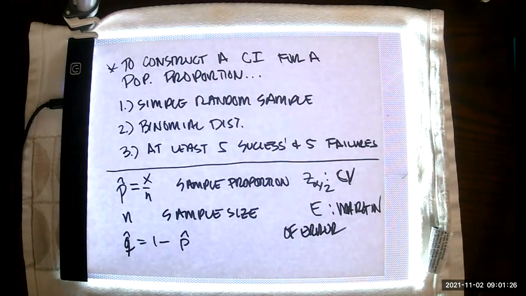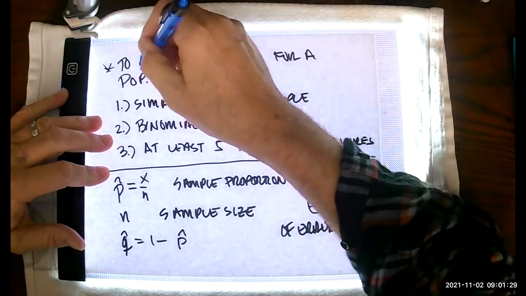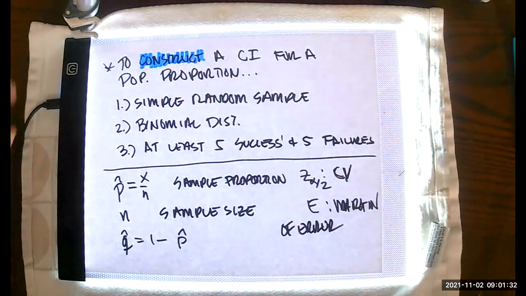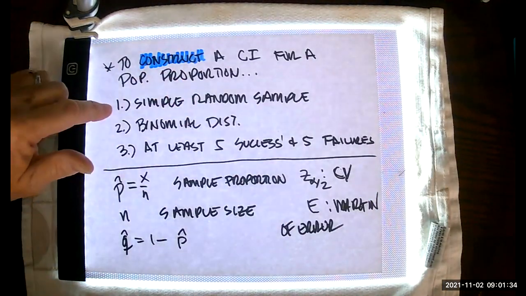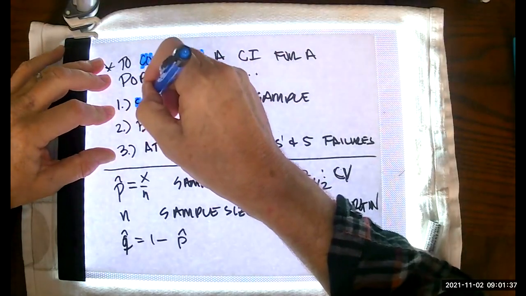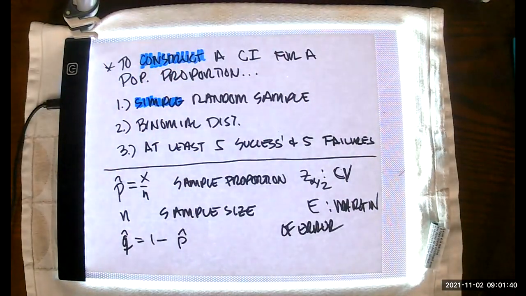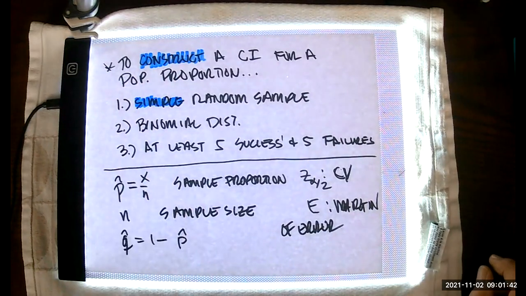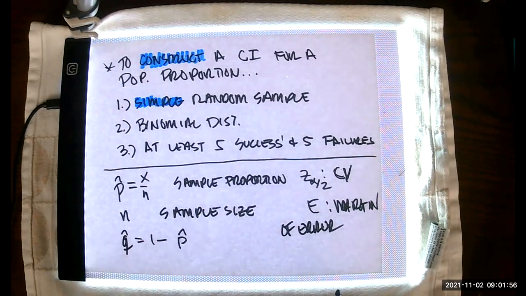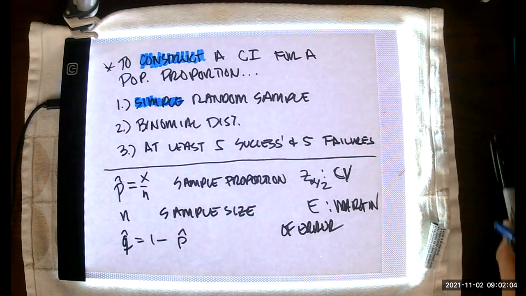To construct a confidence interval for a population proportion, first off, we've got to meet certain requirements. We need a simple random sample. We need something that follows a binomial distribution in terms of all those requirements. There are 4 of them: fixed number of trials, that's your sample size, independent trials, 2 outcomes, and constant probabilities. We also need at least 5 successes and 5 failures in that data set so it doesn't get too lopsided. Otherwise, the distribution doesn't do its job correctly.